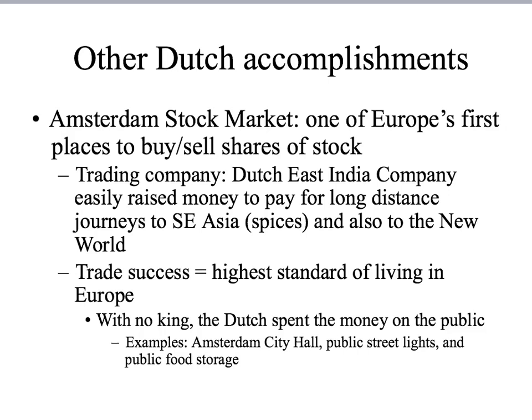Three examples of this would be, first, they built a huge city hall in the middle of Amsterdam that really looks like a castle. However, it's open to the public because it is a public building. It's built for the people of Amsterdam. They also put in public street lights. These are gas-based street lights, but this cuts down on crime in Amsterdam and the other major cities of the Netherlands. So again, that's an increase in standard of living.